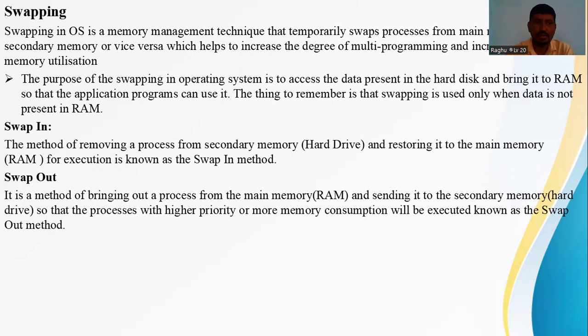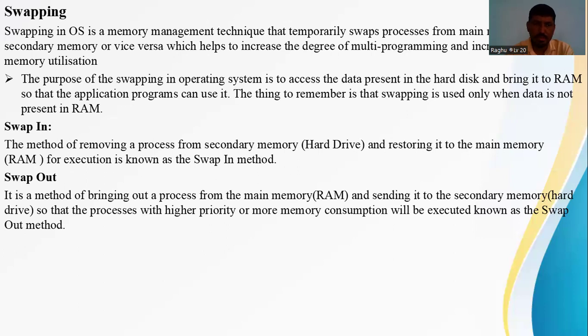There are two operations performed: swap in and swap out. Removing a process from the secondary memory, that is the hard drive, and restoring it to the main memory, the RAM, for execution is known as the swap in method. Swap out is a method of bringing a process out of the main memory, the RAM, and sending it to the secondary memory, the hard disk, so that a process with higher priority or more memory consumption can be executed.